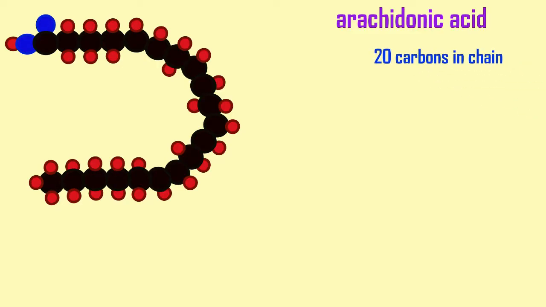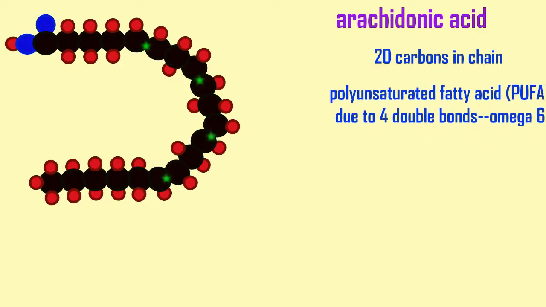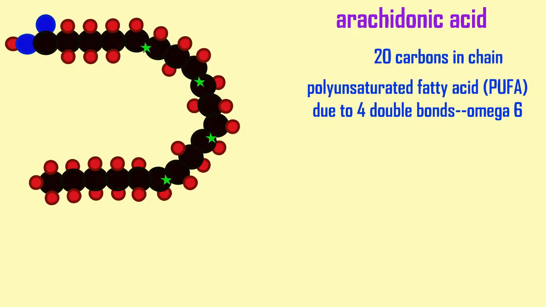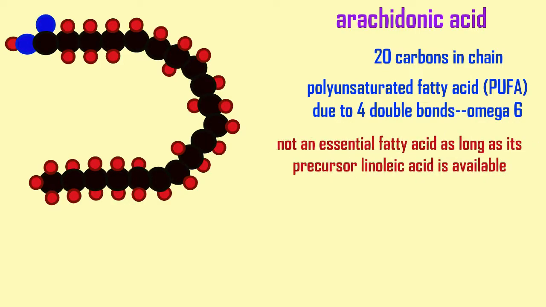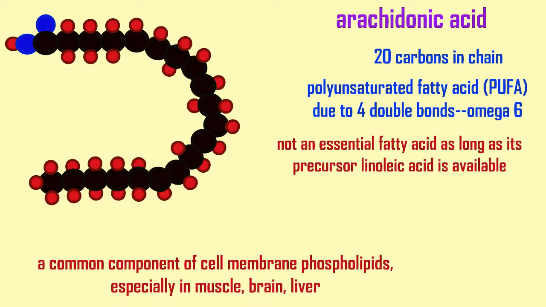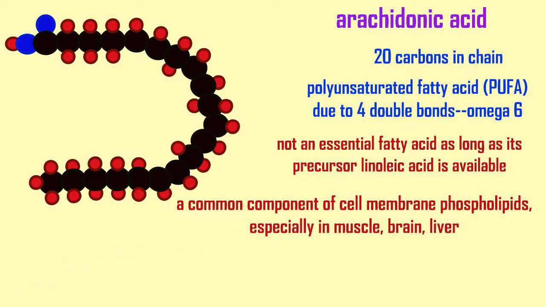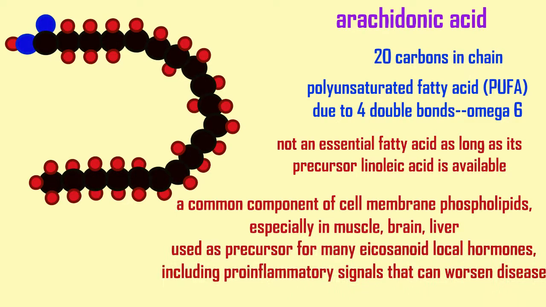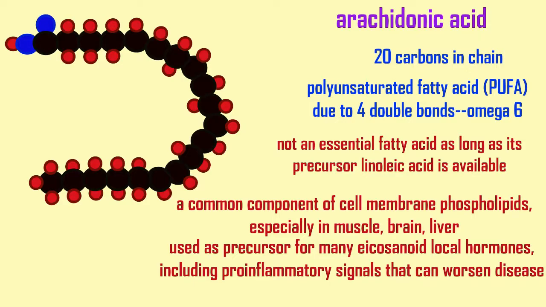Arachidonic acid is an important fatty acid which can be produced from linoleic acid. It is 20 carbons in length, and it is polyunsaturated due to the presence of 4 double bonds. It is an omega-6 fatty acid since the last double bond occurs 6 carbons from the terminal end. It is not technically an essential fatty acid, but for those who are deficient in linoleic acid in their diet or are not adept at converting linoleic into arachidonic acid, it is essential.